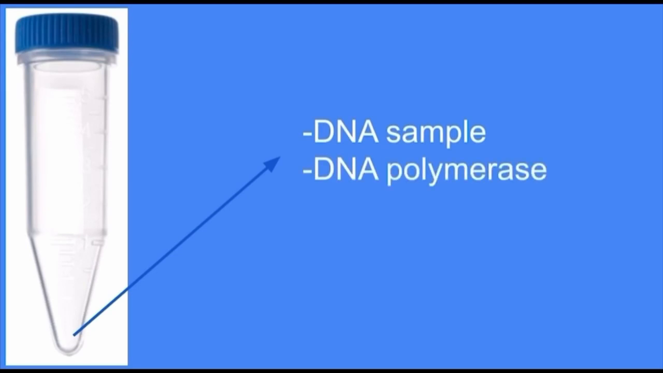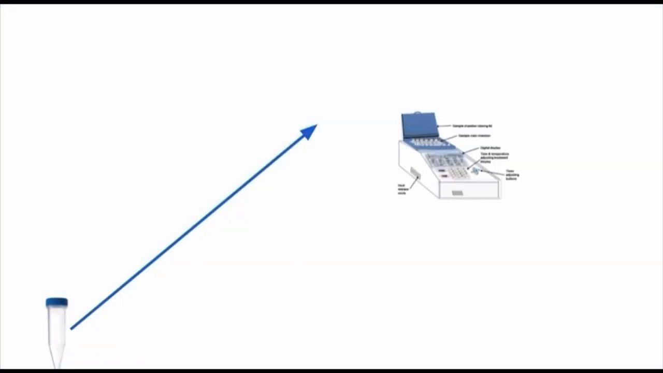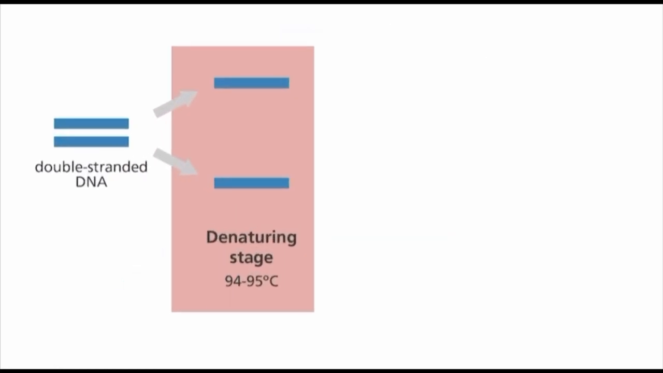A sample of DNA is treated with detergent to break open cells and release DNA. The sample, along with DNA polymerase, primers, and nucleotides, are all placed in a reaction tube. The reaction tube is then placed in a PCR thermal cycler. In the first step, the reaction tube is heated to 95 degrees and the DNA separates into two strands.